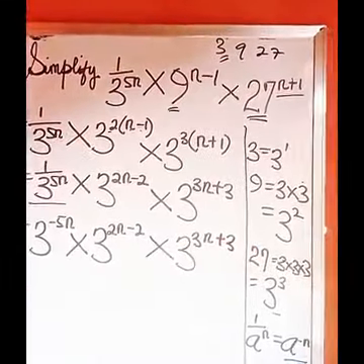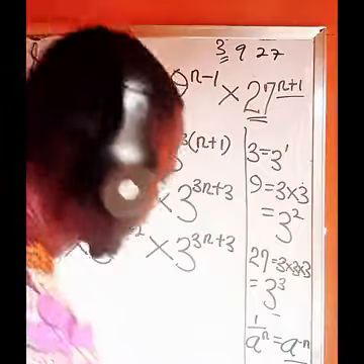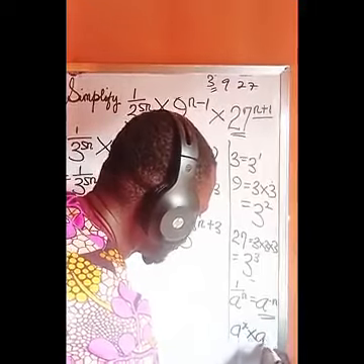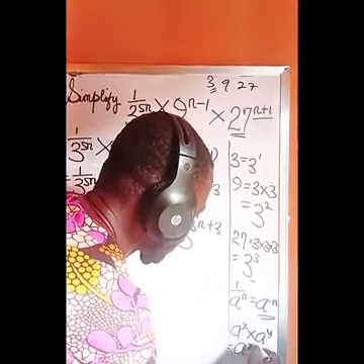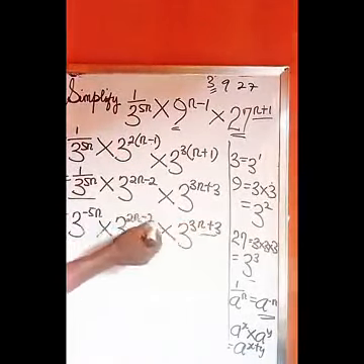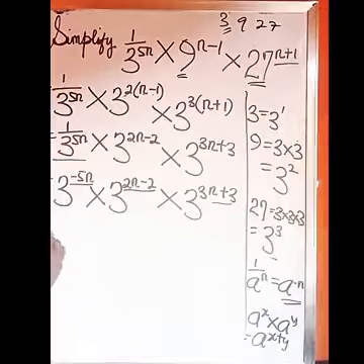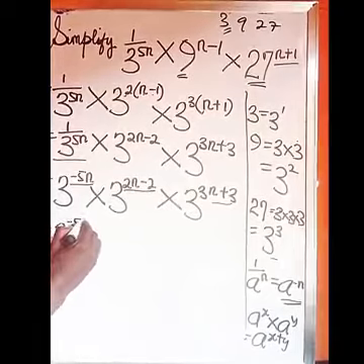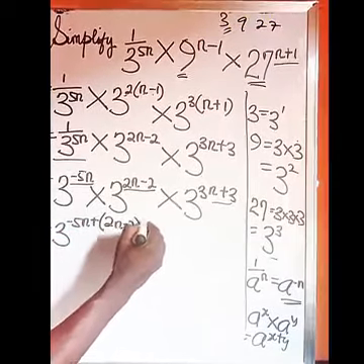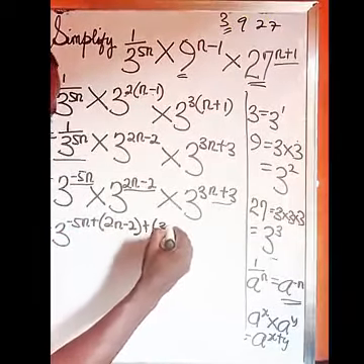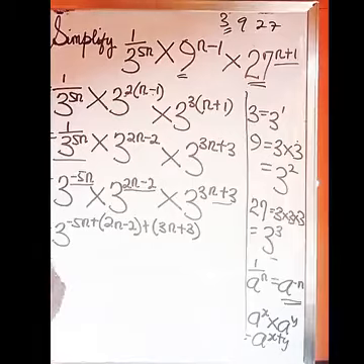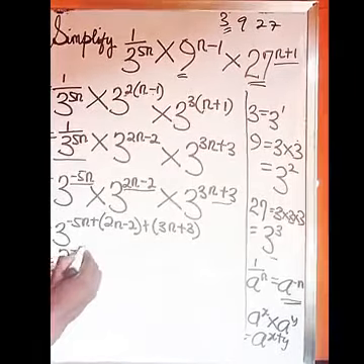Now, since they are in the same base, we know that a raised to the power x times a raised to the power y is equal to a raised to the power x plus y. In that case, let's add up the indices since they are in the same base. This will give us 3 raised to the power minus 5n plus bracket 2n minus 2, plus bracket 3n plus 3.